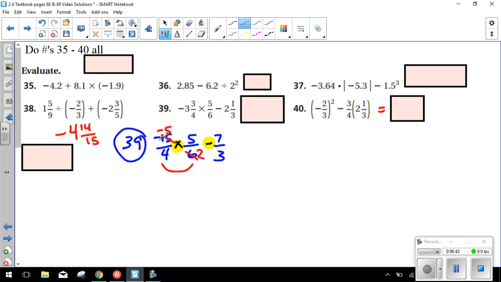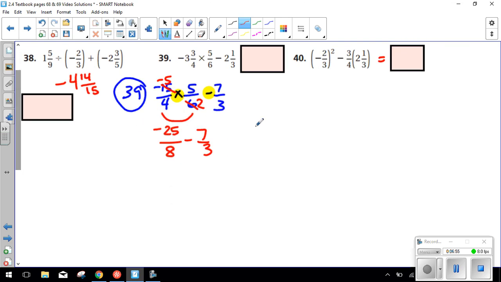Now I'm going to take these 2 and times them. I get -25 over 8. I'm going to keep it improper until the very end. I'm going to now subtract 7 over 3. Okay, and now if you take 8 and you take 3 and you count by 8, you will notice that 24 will be my common denominator.